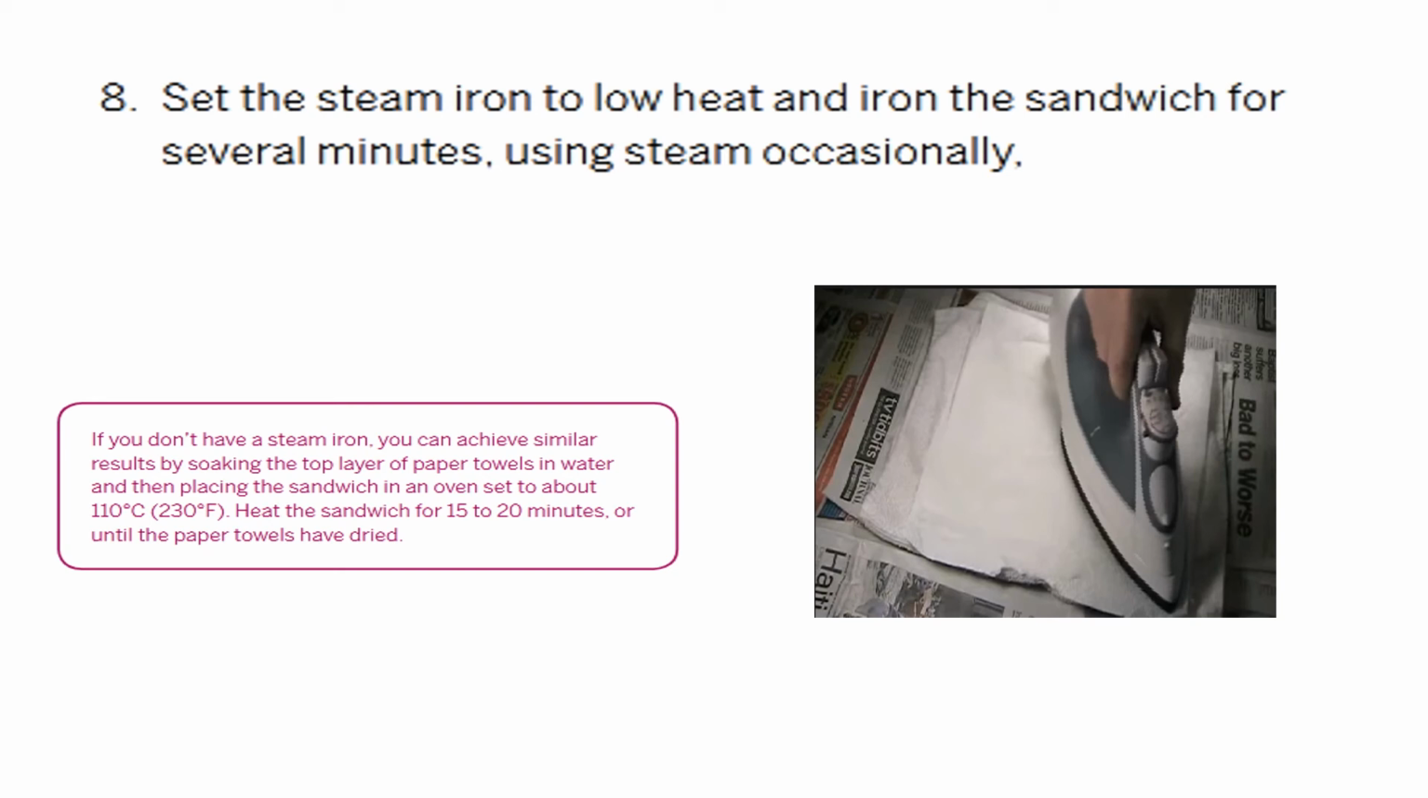If you do not have a steam iron, then we can achieve similar results by soaking the top layer of the paper towels in water and then placing the sandwich in an oven set to about 110 degrees Celsius. Heat the sandwich for 15 to 20 minutes or until the paper towels have dried. If you don't have an iron, we can use this method.